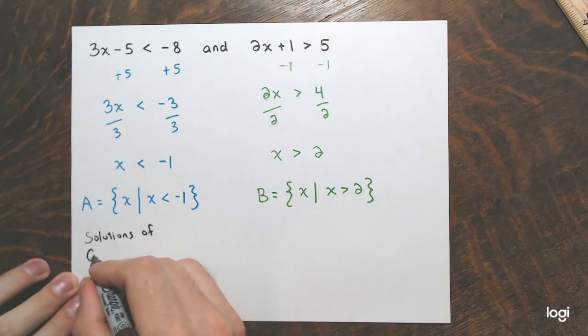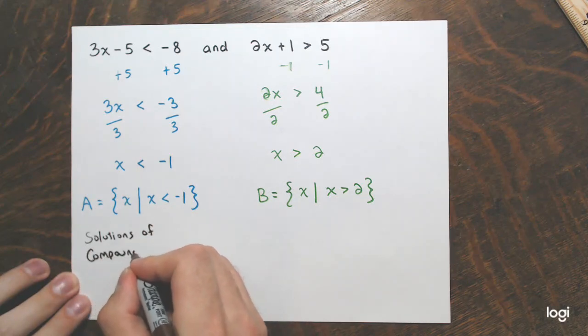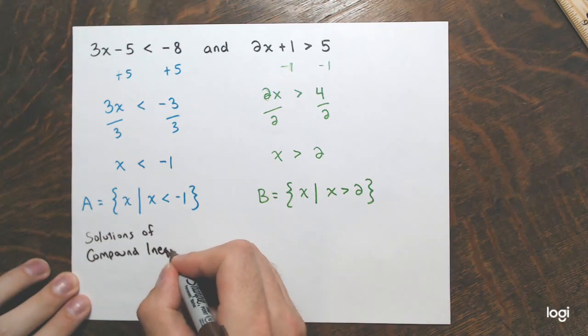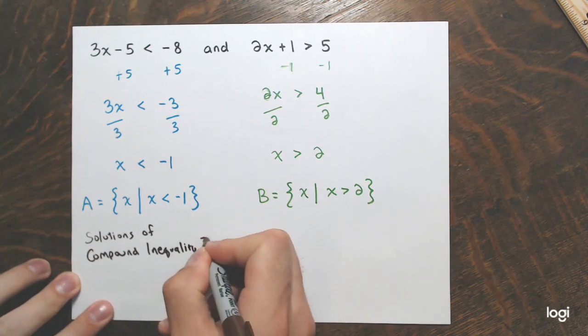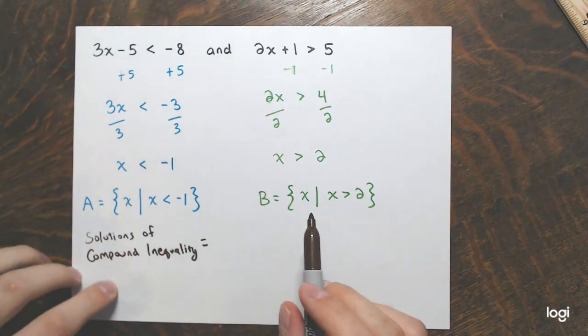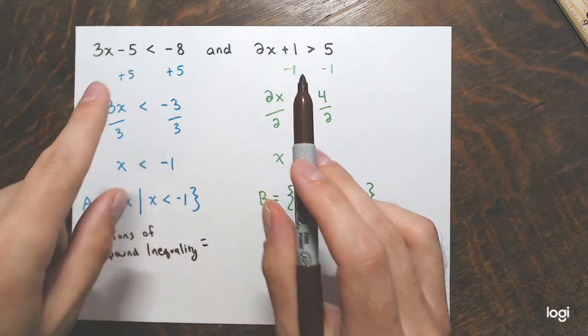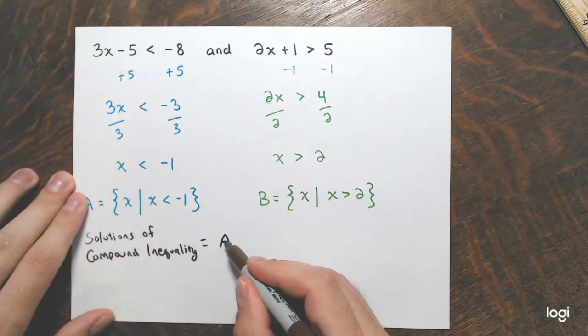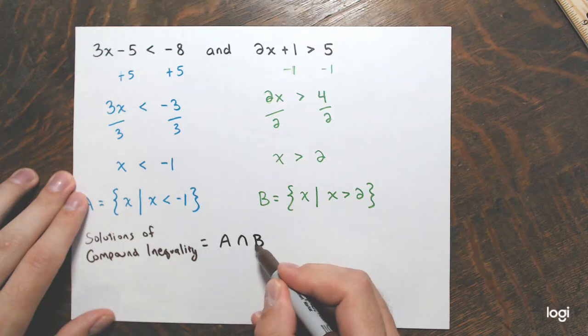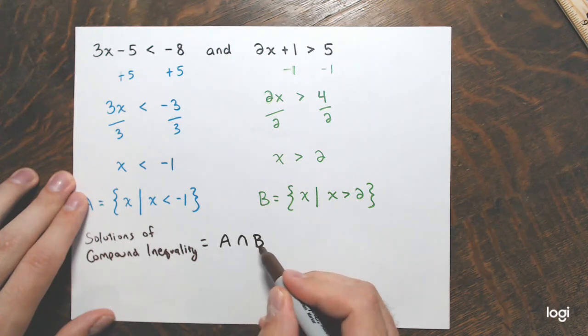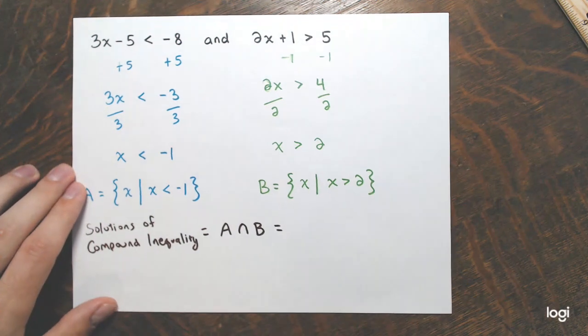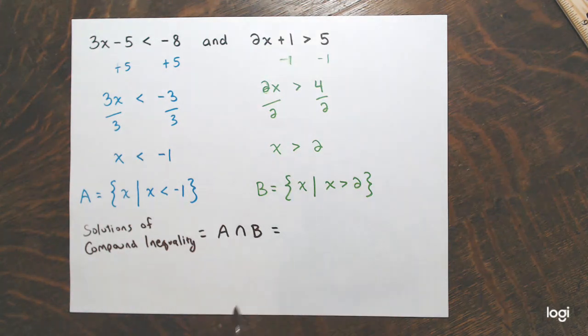Write it again. So the solutions of the whole thing are, what do they share? What numbers are actually making both of these true? What is in the intersection of A and B, right? So this A upside down U, B, A intersect B. All right, so before I get into that, again, if you see it, great.